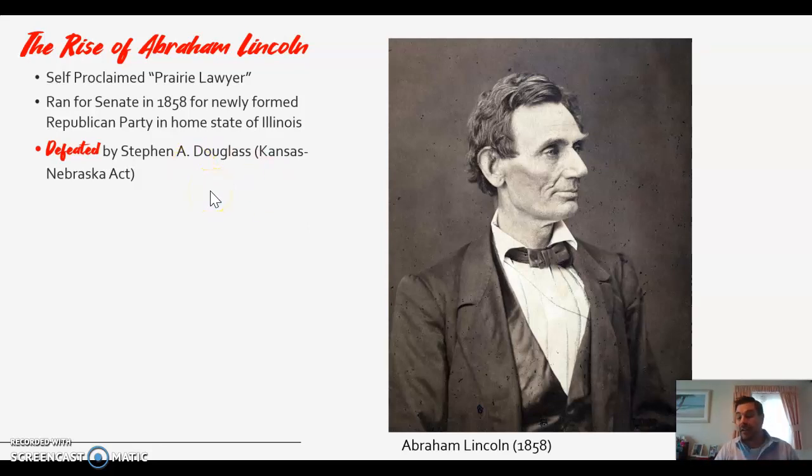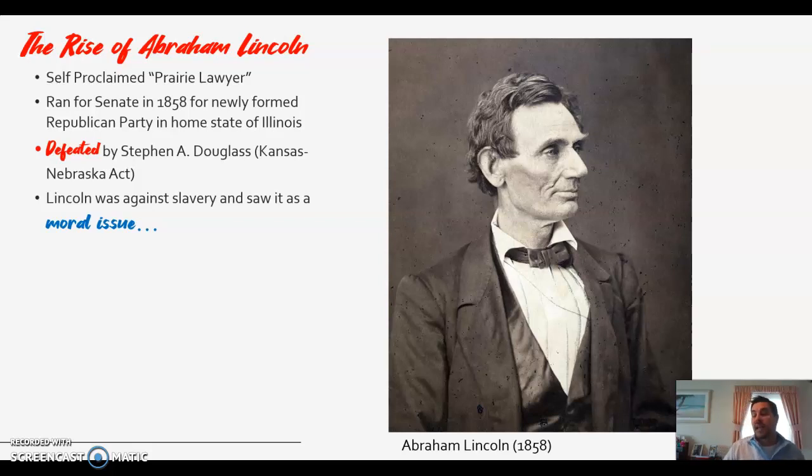He loses. Lincoln loses. He's defeated by Stephen A. Douglas. Stephen A. Douglas was the incumbent. He was a multi-term senator from the state of Illinois. So it was going to be really hard for a young challenger with a new political party to unseat him. But what ended up happening was that Douglas and Lincoln were debating around the state of Illinois, and a lot of it was about slavery.